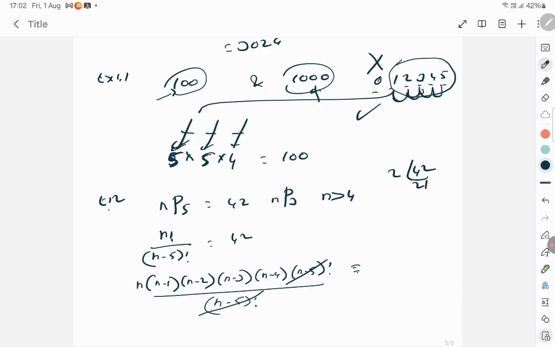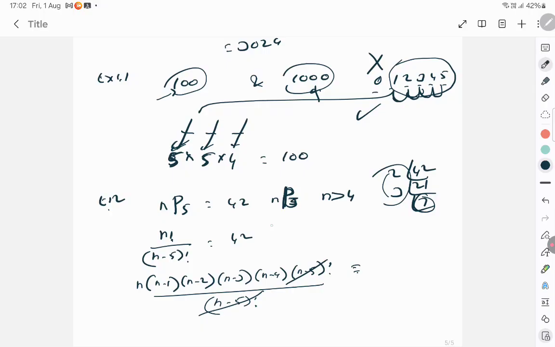42 is 2 21s, 3 7s are 21, 7 3s are 21, 42. Any other way? 2 2s are 4, 3 7s are 21. So is there any other way you can write 42 as 7 into 6 is 42? Okay, let me think about this sum. 42 into nP3, I missed this part.